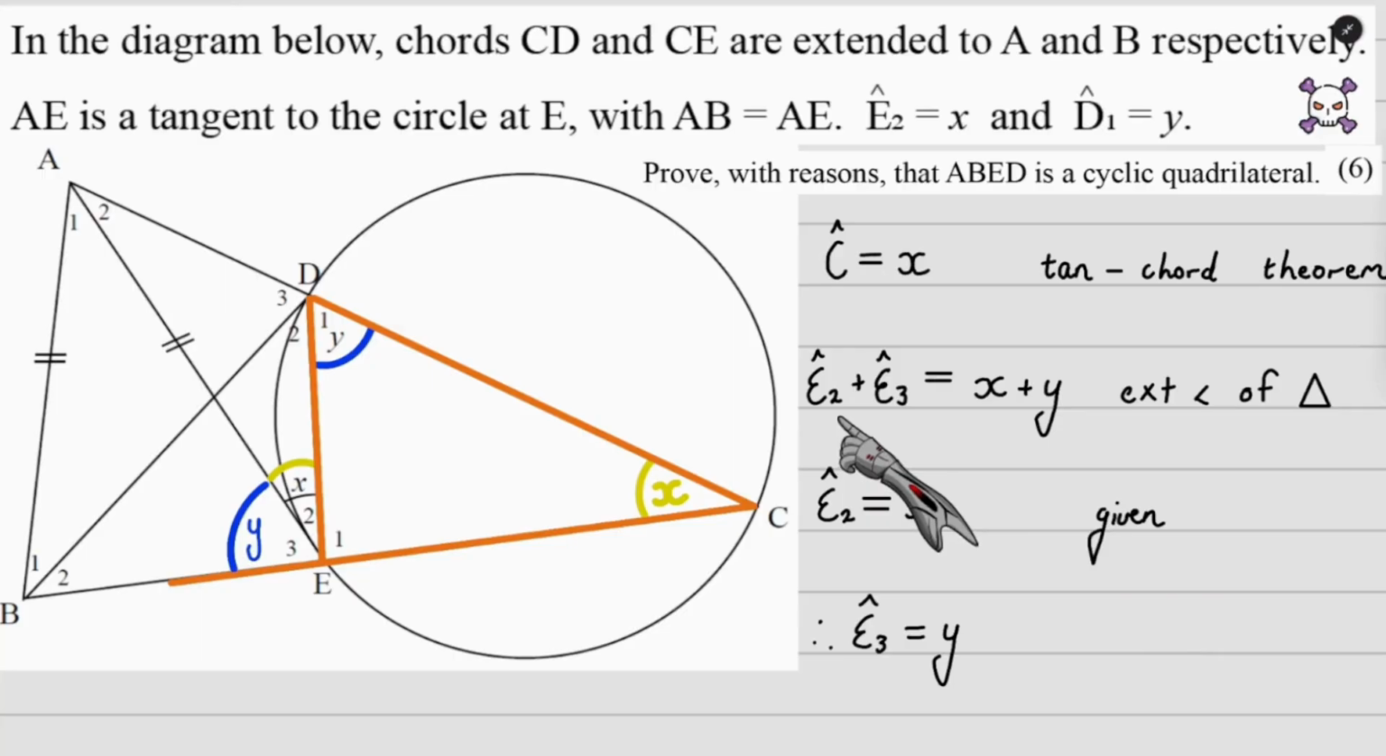And then another nice way to imagine it: imagine I change this to an X. So X plus E3 equals X plus Y. So it stands to reason that E3 has to equal Y.